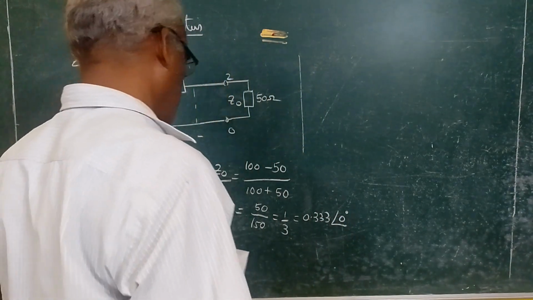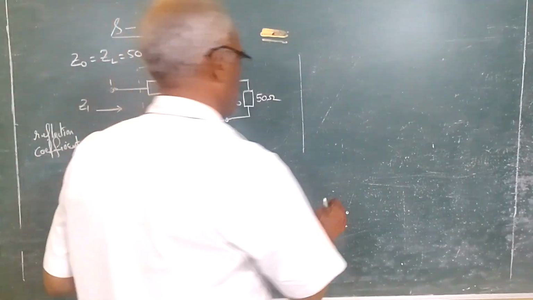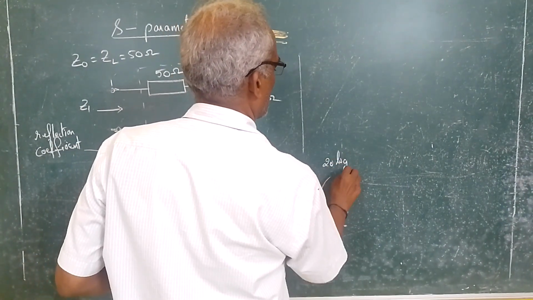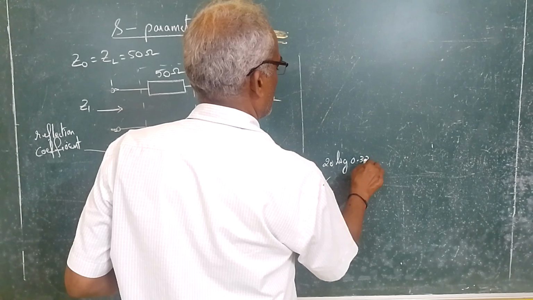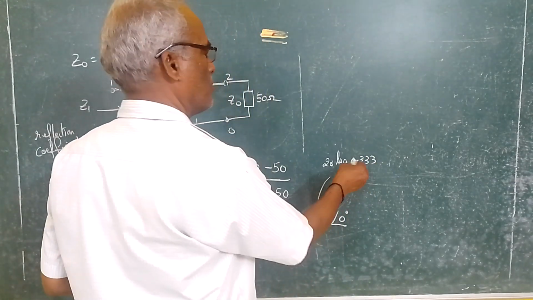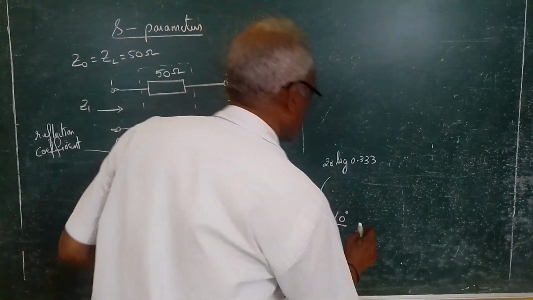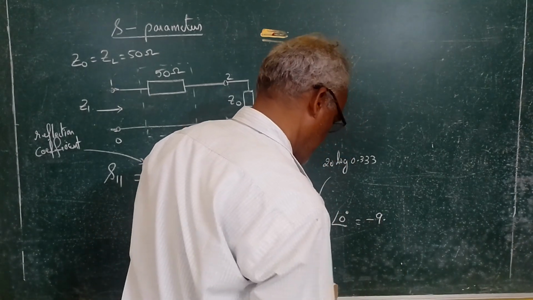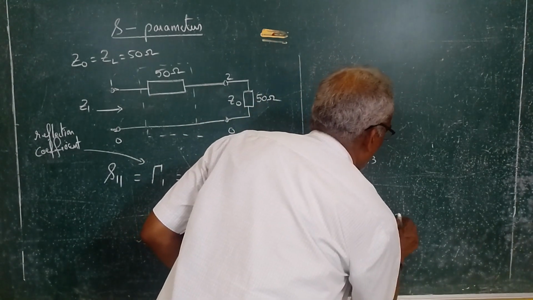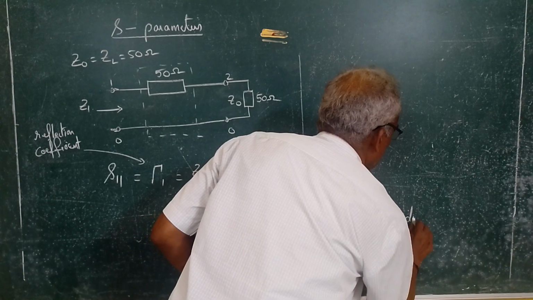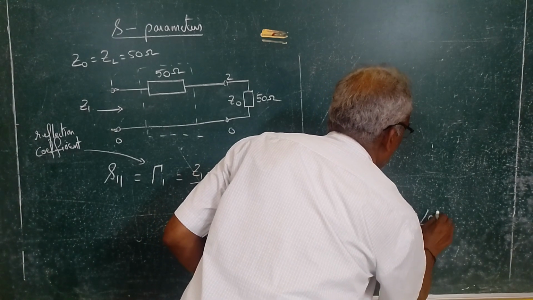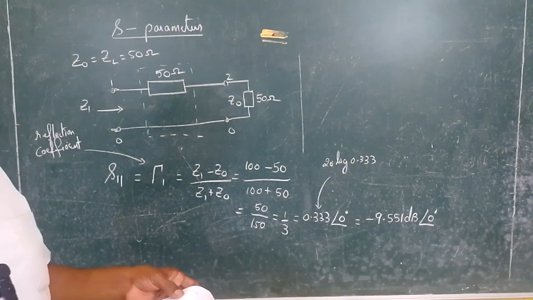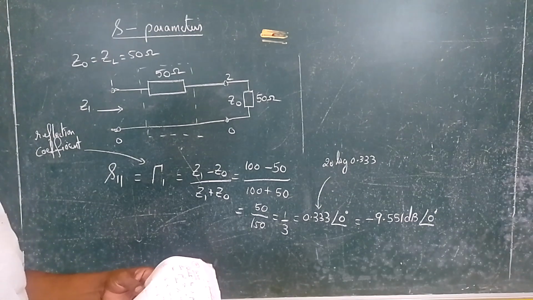Now if you want to get the answer in decibels, what you do is 20 log 0.33. So if you take 20 log 0.33, you will get the answer as minus 9.551 decibels. Angle is 0 degree. So now we have found out S11.